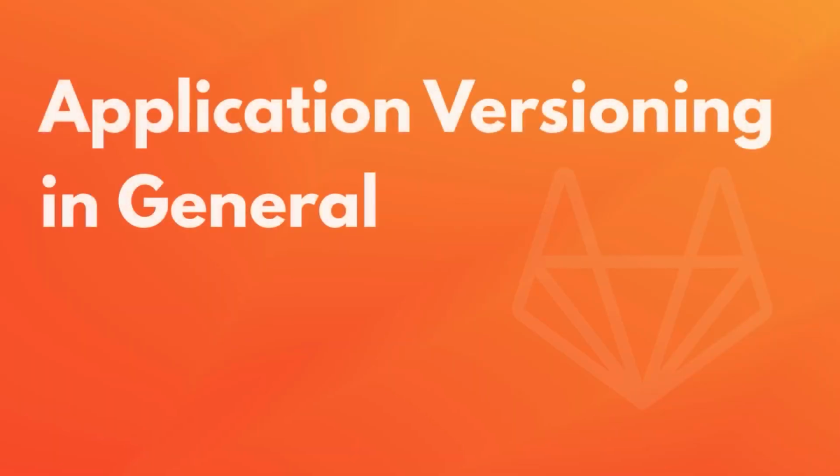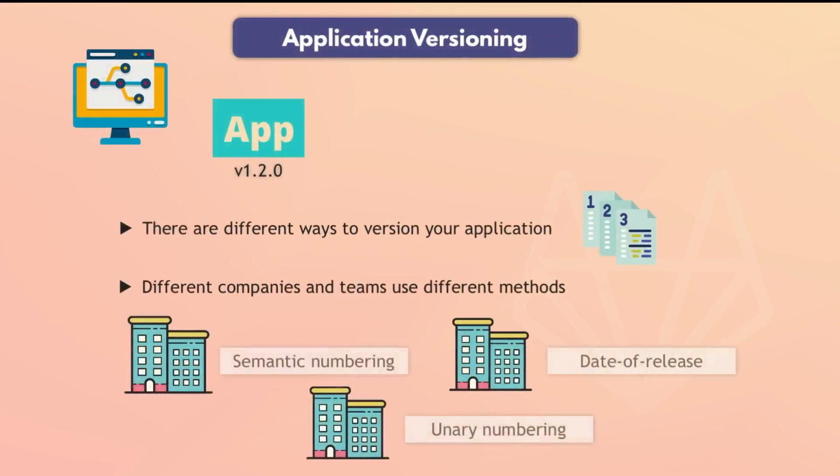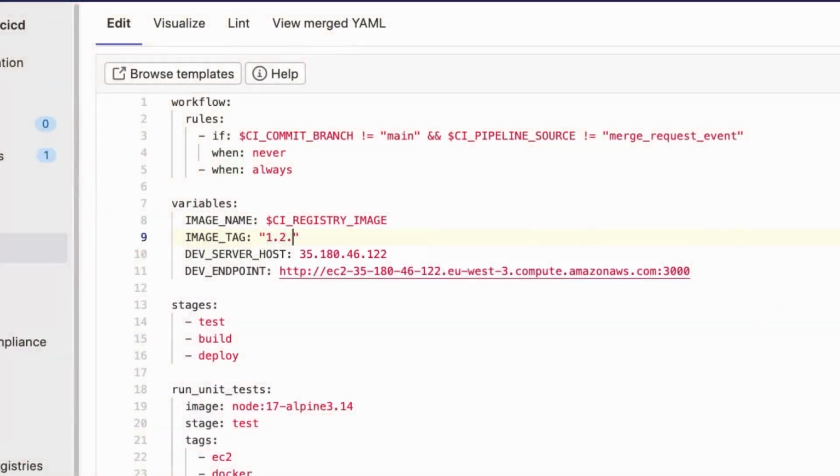So first, let's see how versioning applications works in general. For versioning applications, we have multiple options. Different teams use different version schemas and approaches to that, but a standard, very common versioning schema is made up of 3 numbers, like this.